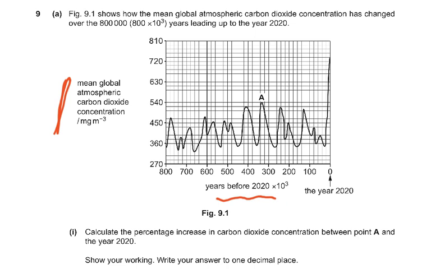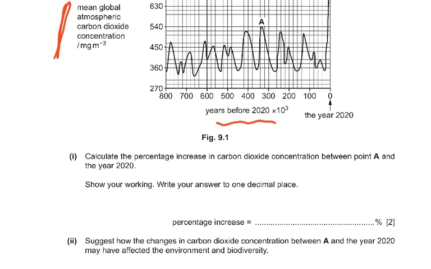Calculate the percentage increase in carbon dioxide concentration between point A and the year 2020. Show your working, and give your answer to one decimal place. You forget to read that, and this is only Gen Z who does that. And then you calculate the percentage increase.